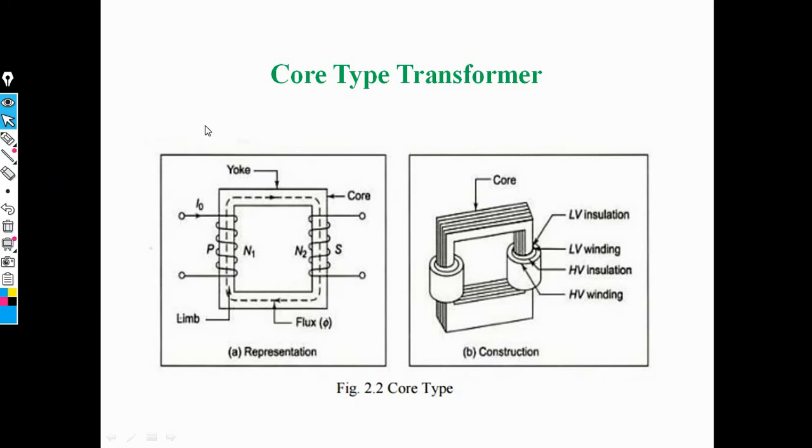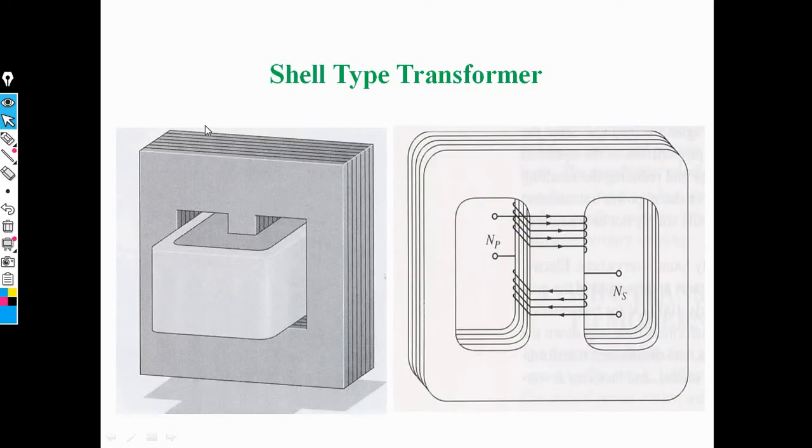Next point is shell type transformer. Now this is the 3D diagram of the shell type transformer. This is the diagram here. The shell type transformer consists of this limb section here.